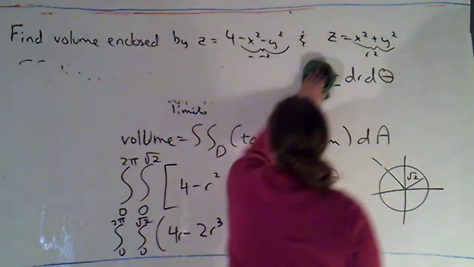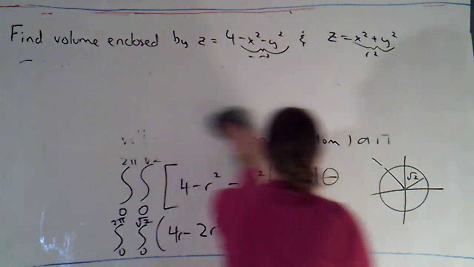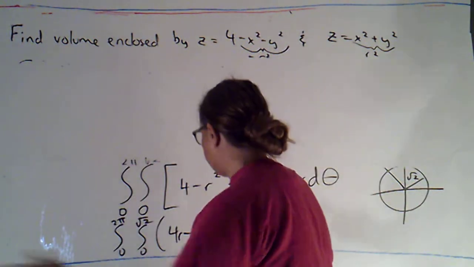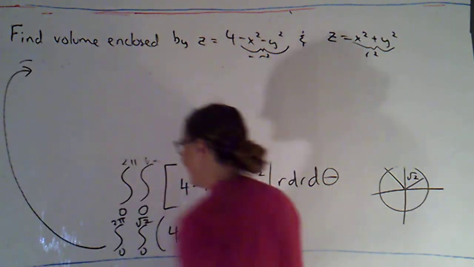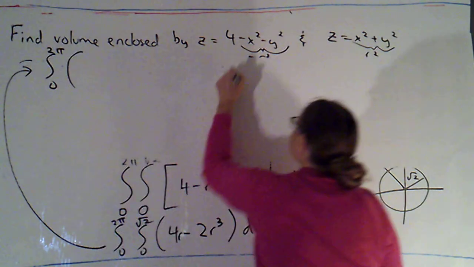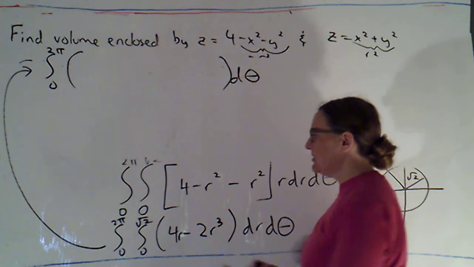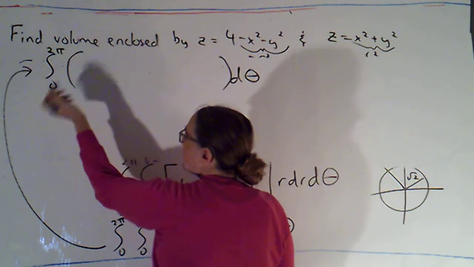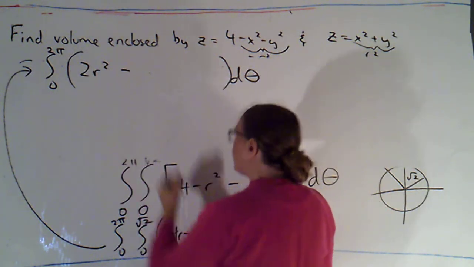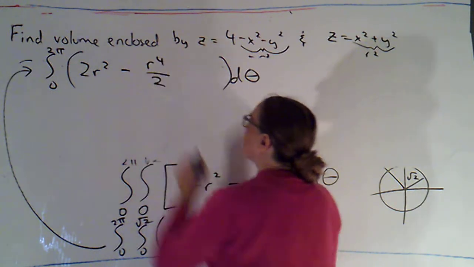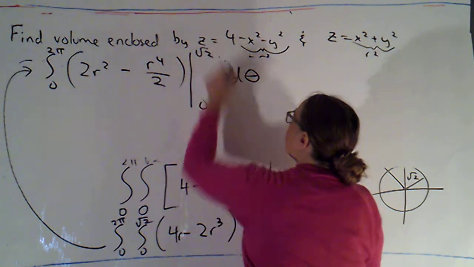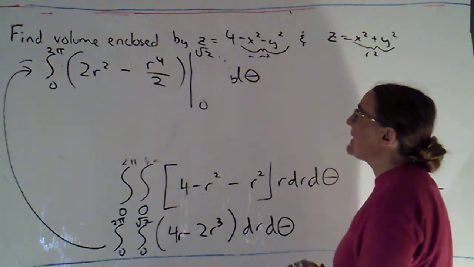Okay, so let's actually evaluate this thing. Okay, so we'll have the integral from 0 to 2 pi d theta. That's our shell. We're doing the inside integral. Integrating 4r, I'm going to get 4r squared over 2, or just 2r squared, minus 2r to the 4th over 4, which will reduce to r to the 4th over 2. And all of that is evaluated between 0 and root 2. And then we still have to integrate that d theta.